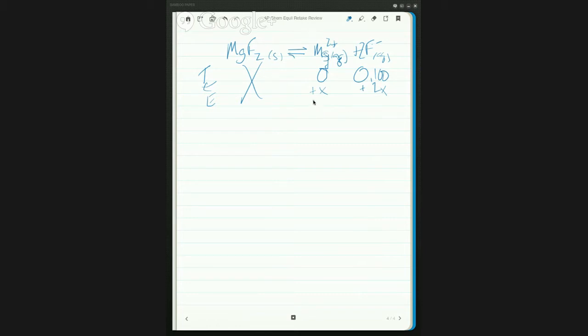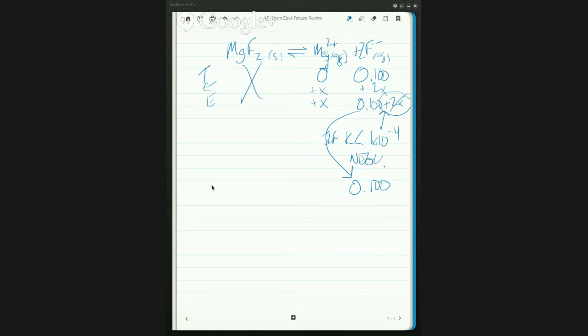Well, at equilibrium, you're going to have just that little bit, and now you've got 0.100 plus 2x, because you dissociate just a little bit. Now remember, for this, if K is less than 1 times 10 to the negative fourth, then this becomes negligible, okay? So really, that means that's really just 0.100, okay? The 2x just goes away entirely.